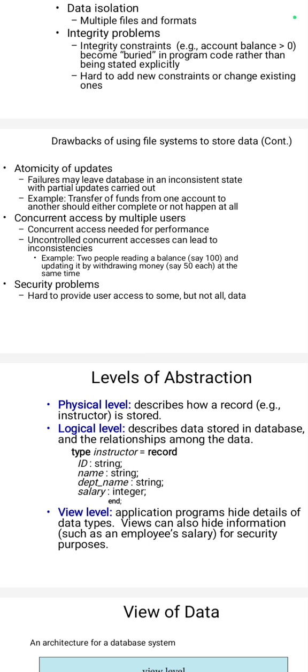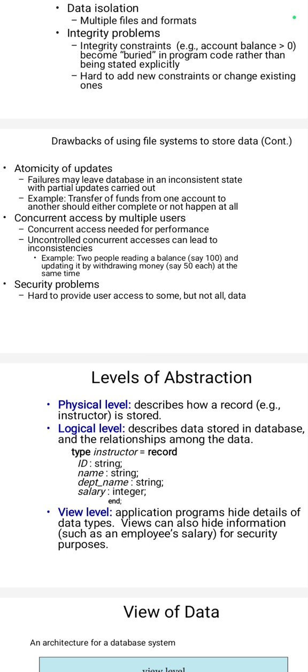Levels of abstraction. Abstraction is abstracting the essential details and hiding the unnecessary or unimportant data. The physical level describes how a record, for instance an instructor, is stored. The logical level describes data stored in the database and the relationships among the data. For example, in the instructor record, ID can be a string, name a string, department name a string. Salary we cannot store as a string; salary should be an integer.